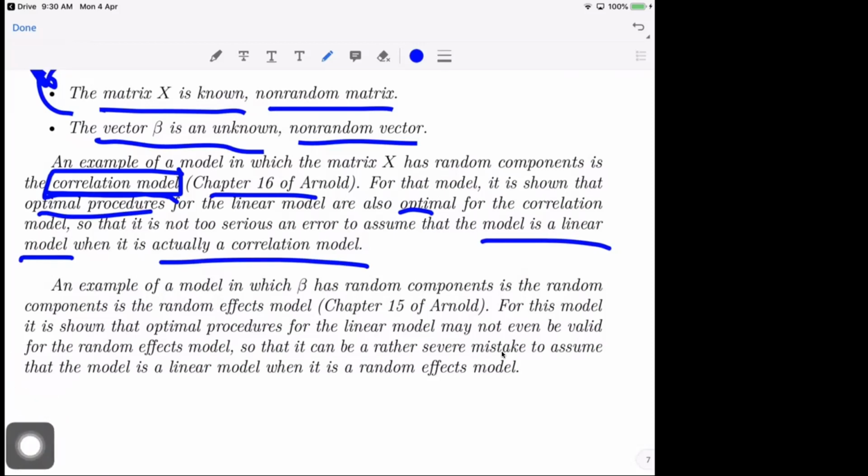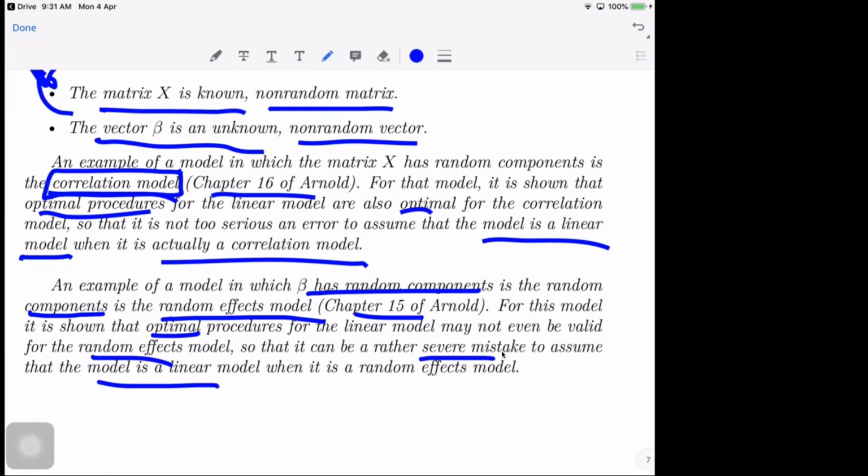An example of a model in which beta has a random component is the random effects model, which is discussed in chapter 5 of Arnold. So this is another type of model where the betas are random. For this model, it is shown that the optimal procedures for the linear model may not even be valid for the random effects model, so that it can be a rather severe mistake to assume that the model is linear when in fact it is a random effects model.